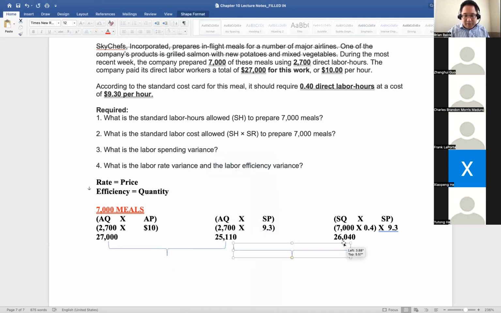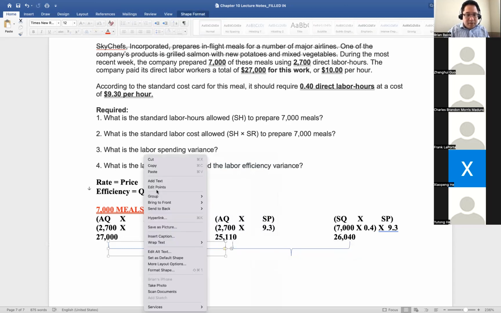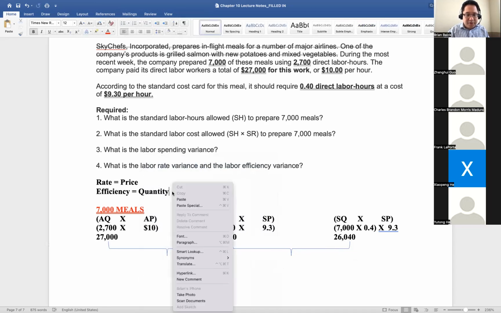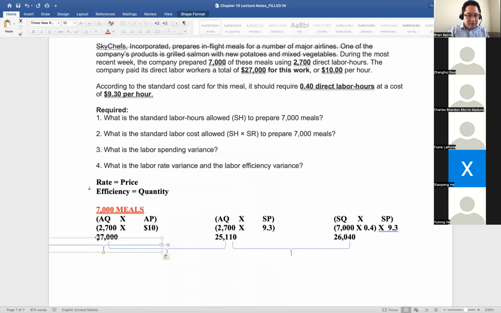We'll figure out the variance between the second number and the third number. Okay, and then we will figure out the variance between the first number and the third number.